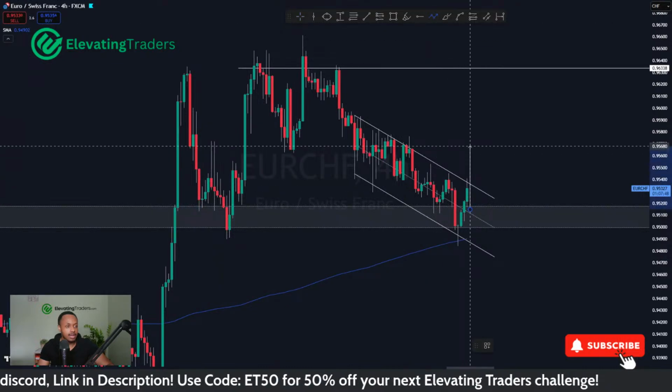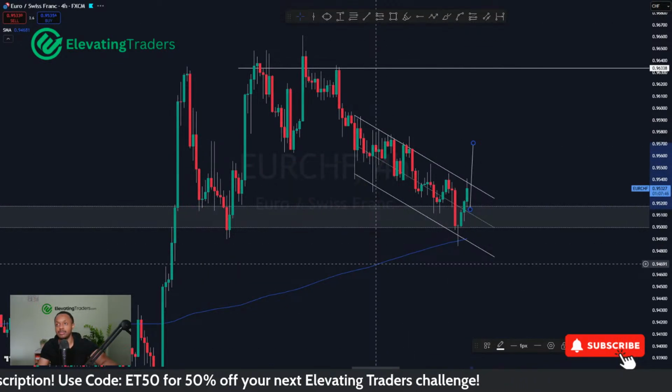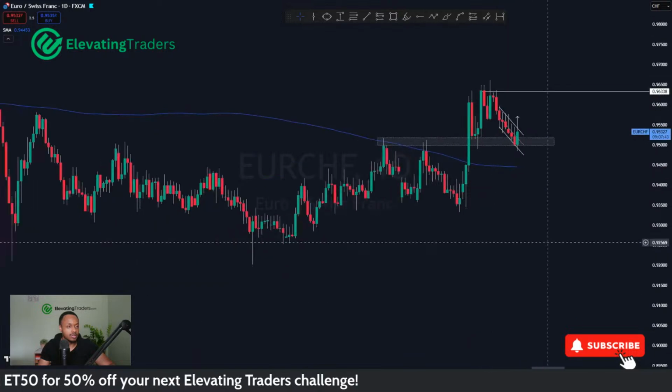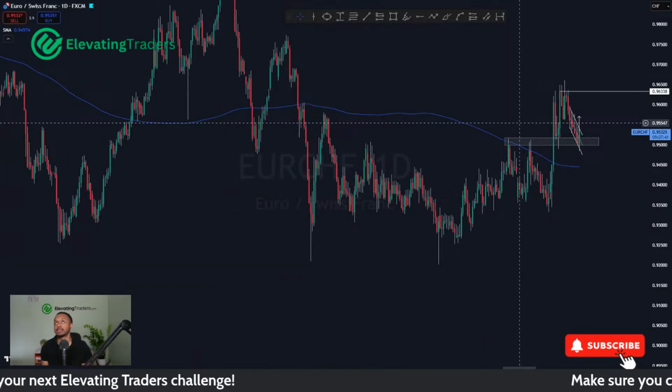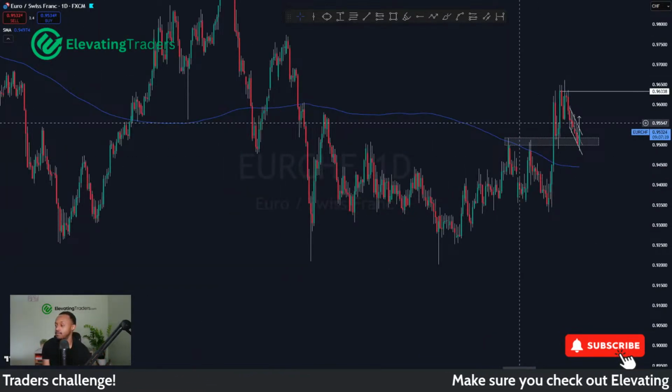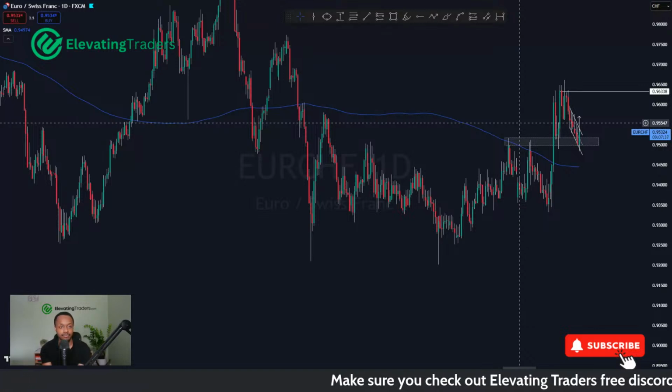A break outside of that descending channel will probably give you a nice swing there for Euro CHF. So overall, it does look like CHF pairs got a bit of strength to them. At the moment, I do think it can last as well.